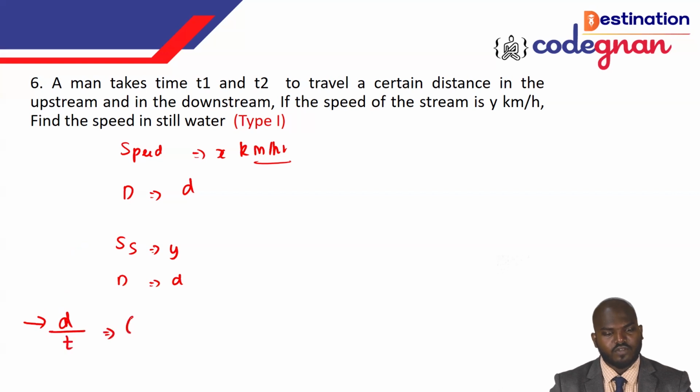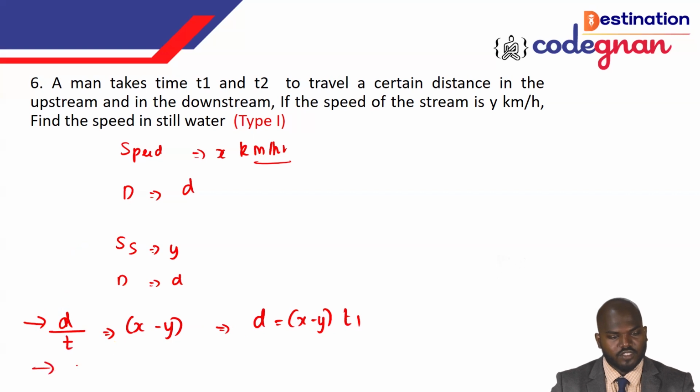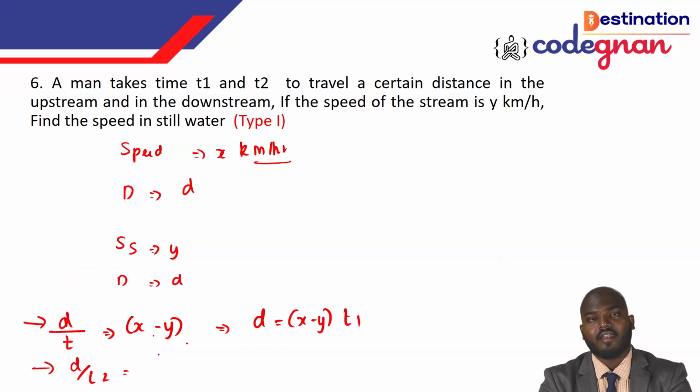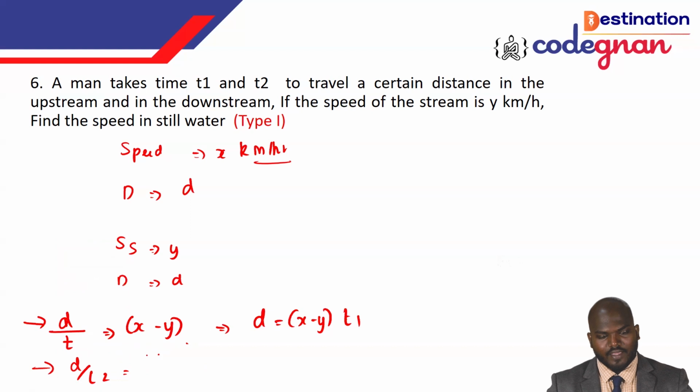So one of the equations will give you x minus y, and we can call that d is equal to (x minus y) t1. Going to the next one, guys, you see d by t2 is equal to x plus y. So again d is equal to (x plus y) times t2.